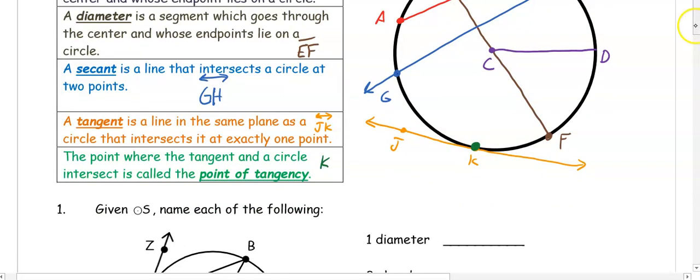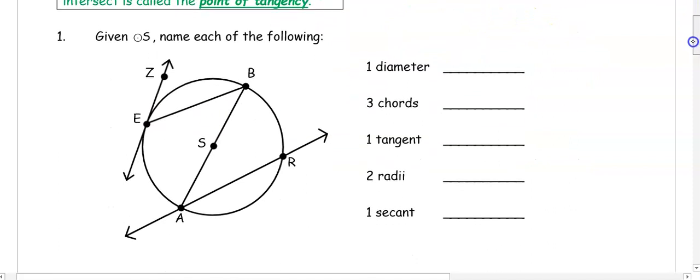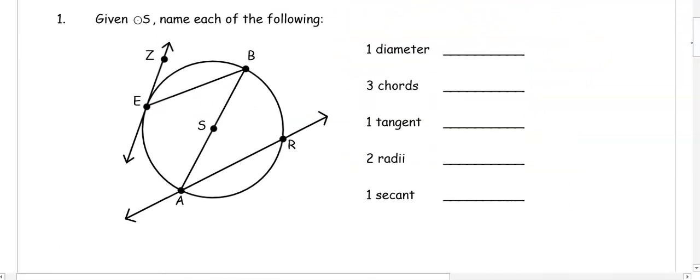So let's use the picture to identify the following. Given circle S, we want to name the following. We want to name one diameter. A diameter goes from one side of the circle to the other, and it passes through the center. So our diameter would be BA with a segment bar above it. Three chords. A chord has two endpoints on the circle. So EB is a chord. BA is a special type of chord because it's your diameter, but it's still also a chord.